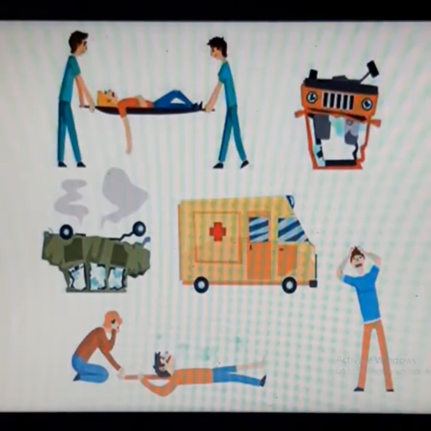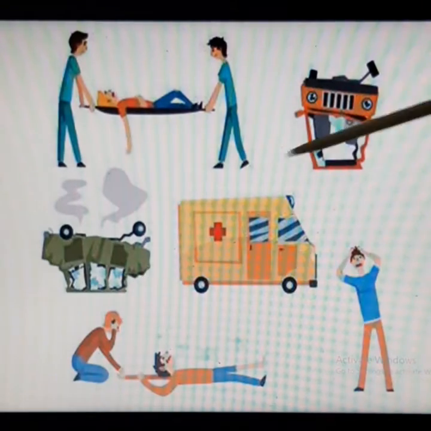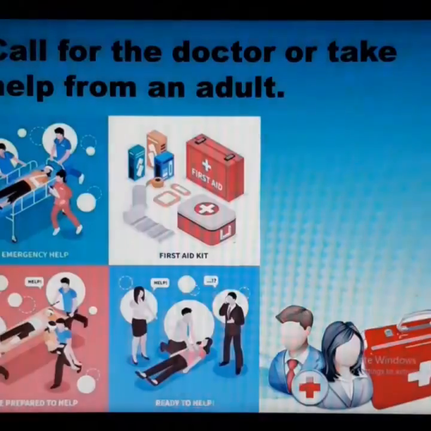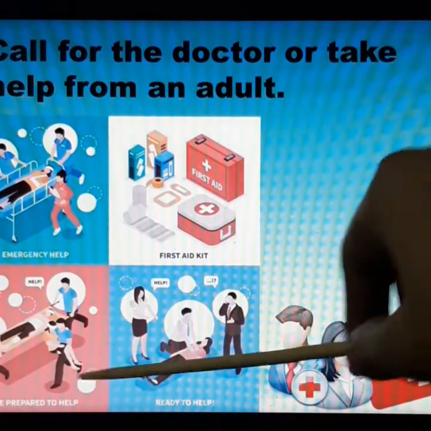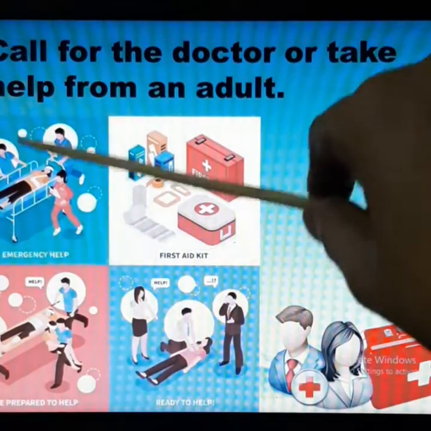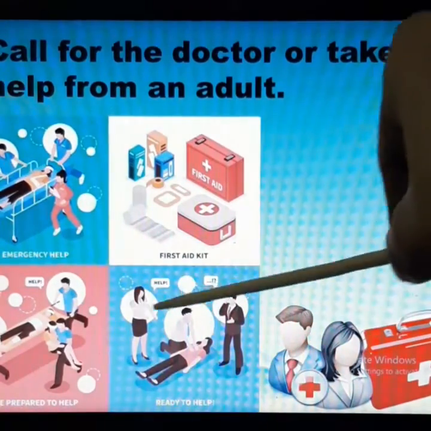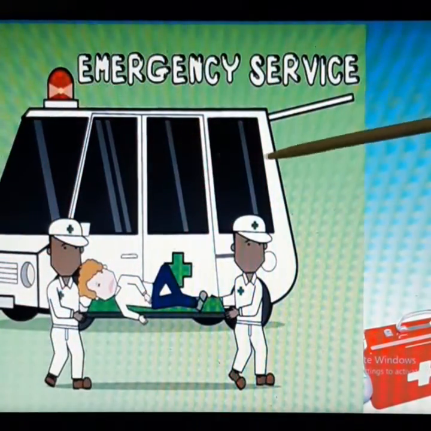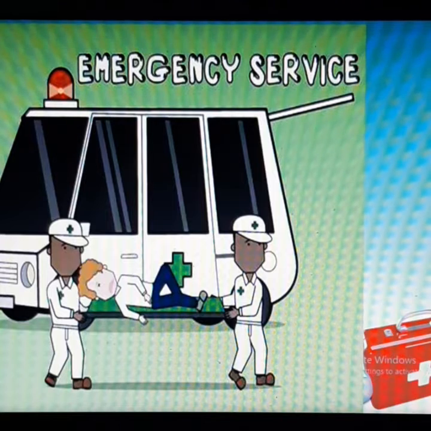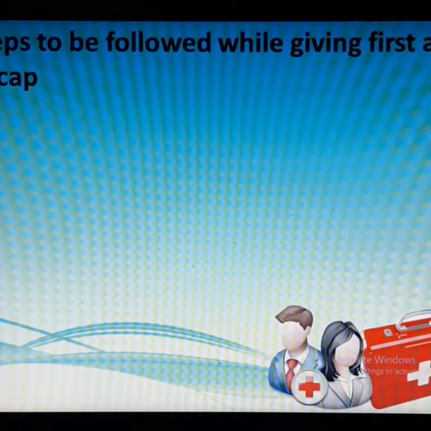Next, there are chances where very big accidents occur. In that case we have to call the help of a doctor, or you can call any elder around you and ask them to take the person to medical emergency, and then the doctors can take care of it. So these are the things which we need to take care of while giving first aid to any injured person. There are a few more steps which we are going to look into in our next class. So let's see what we have learned today.